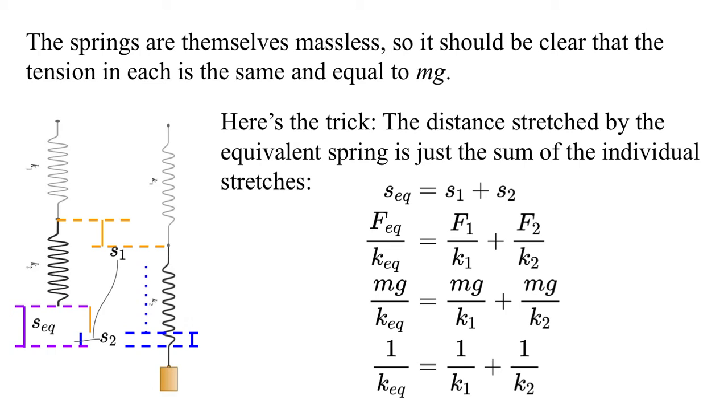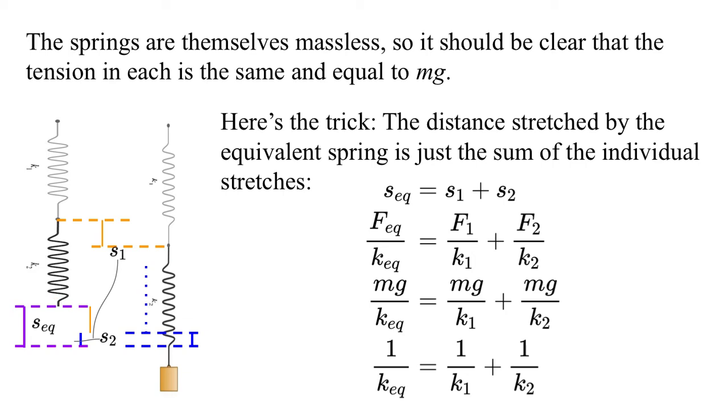But here's the trick, the important bit. The total amount that they stretch, the equivalent stretch, is really just the sum of the two. And I actually did this freehand in Google Draw, but it worked pretty well. If we take how much this top spring stretches, that's S1, right? This spring has stretched by this little bit.